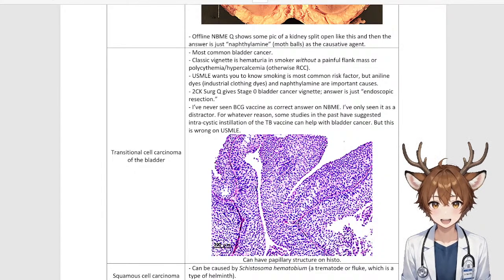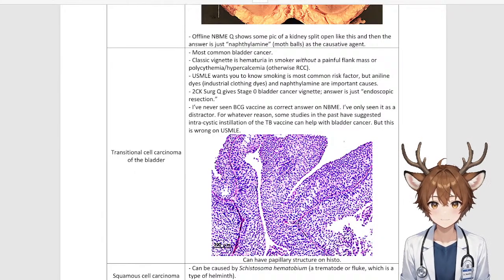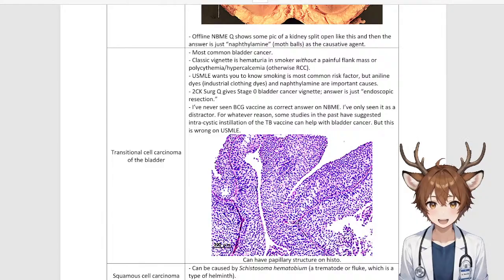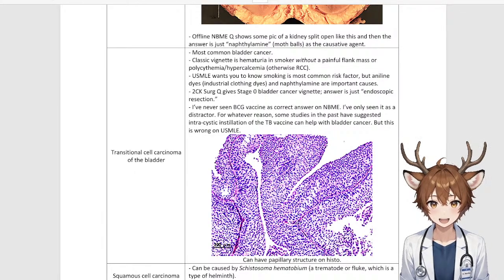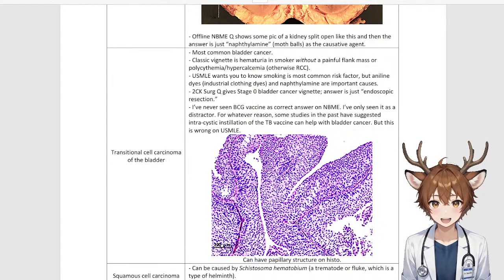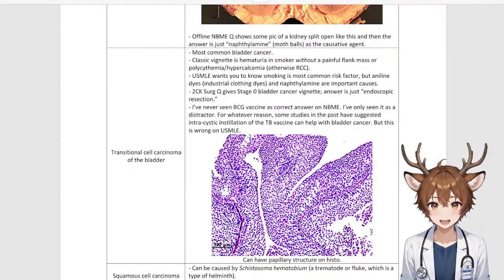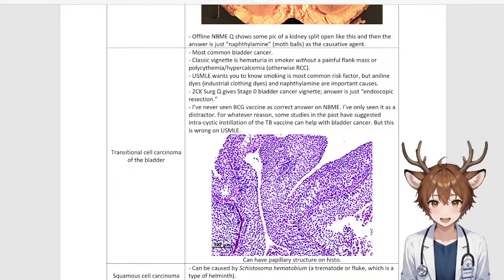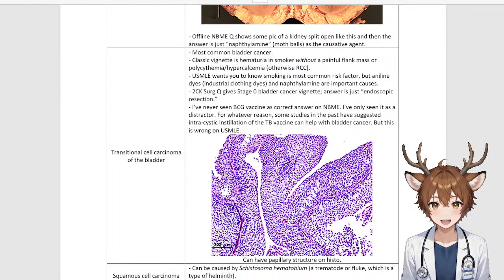Transitional cell carcinoma of the bladder. Most common bladder cancer. Classic vignette is hematuria in a smoker without a painful flank mass or polycythemia or hypercalcemia, otherwise renal cell carcinoma. USMLE wants you to know that smoking is the most common risk factor, but aniline dyes, industrial clothing dyes, and naphthylamine are important causes. Step 2 CK surgery question gives a stage 0 bladder cancer vignette. Answer is just endoscopic resection.